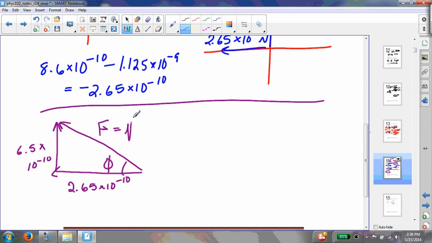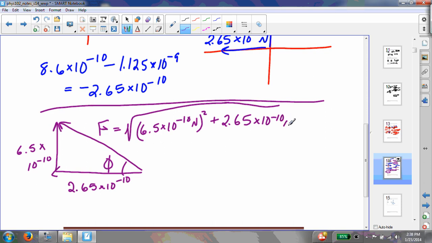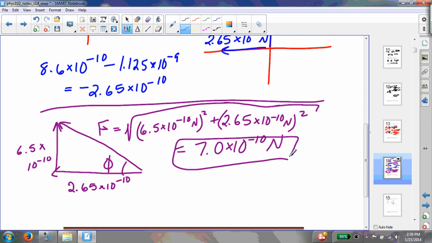I can find my force. It's the square root of the sum of the squares, so 6.5 squared plus 2.65 squared. I get 7.0 times 10 to the minus 10 newtons, that's my magnitude.